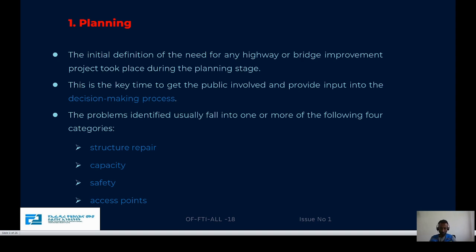There will also be issues related to safety. We discuss the community. There is a high number of accidents occurring on the roads, so it is related to, for example, horizontal alignment or vertical alignment or stopping sight distance. So this is related to safety. And lastly, there is access points.